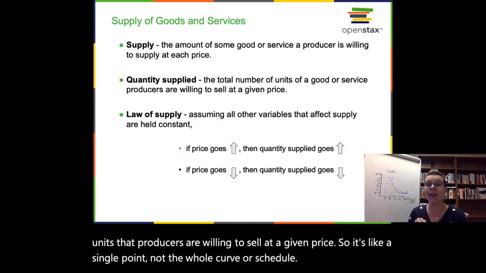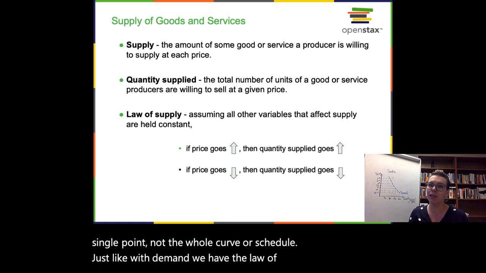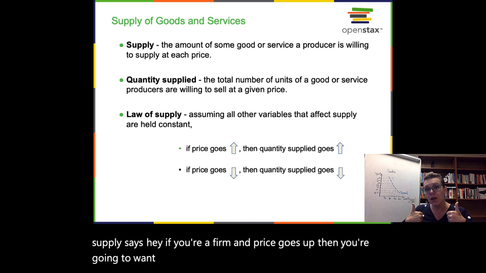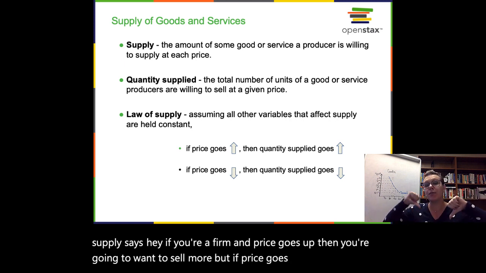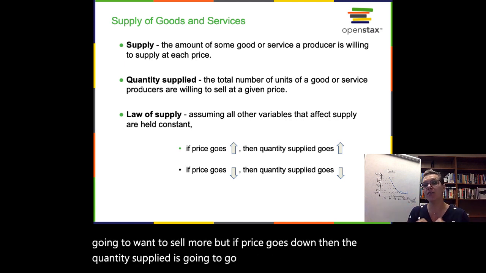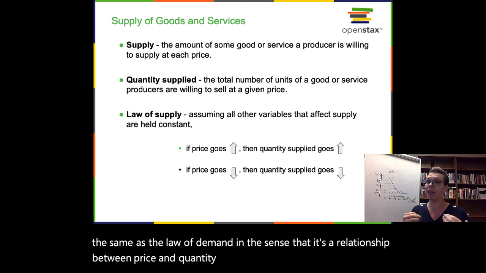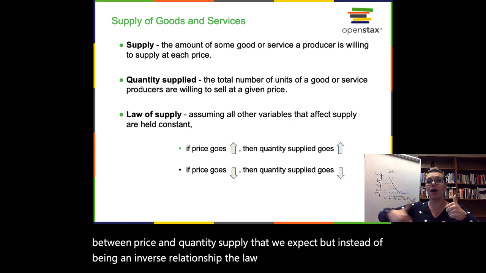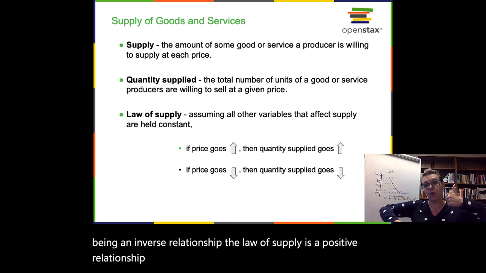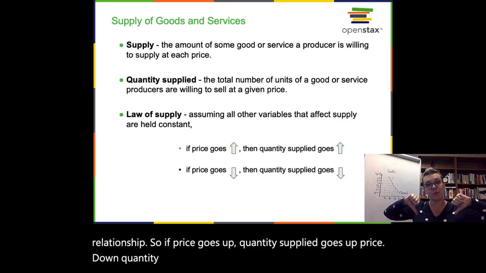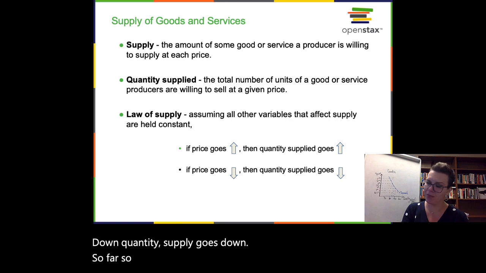Just like with demand, we have the law of supply. And the law of supply says, hey, if you're a firm and price goes up, then you're going to want to sell more. But if price goes down, then the quantity supplied is going to go down. And so the law of supply is the same as the law of demand in the sense that it's a relationship between price and quantity supplied that we expect. But instead of being an inverse relationship, the law of supply is a positive relationship. So if price goes up, quantity supplied goes up. Price goes down, quantity supplied goes down. So far, so good? Okay.